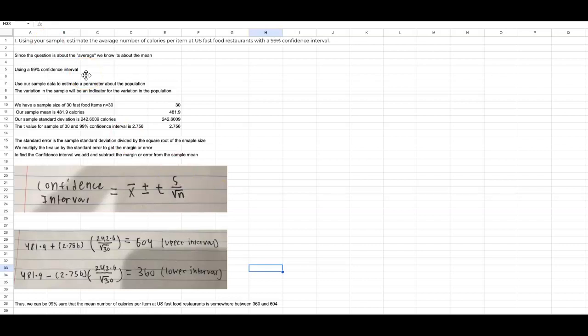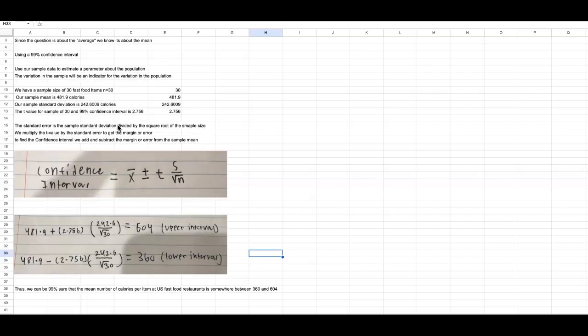So here we have a confidence interval, which means we're going to use our sample data to estimate a parameter about the population. So the variation in the sample will be an indicator of the variation in the population. Here we can see that n equals 30, and our sample mean is 482-ish. Standard deviation and our t-value. So there's our formula for the confidence interval.